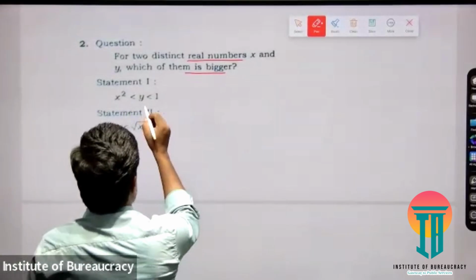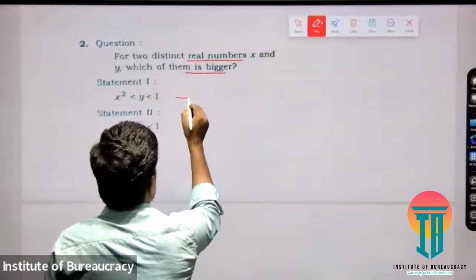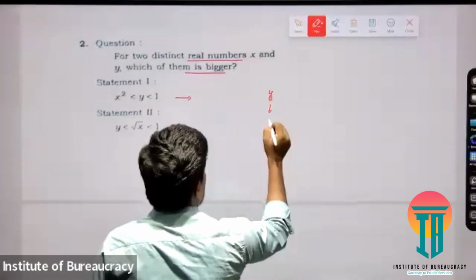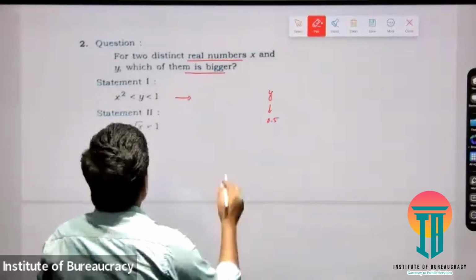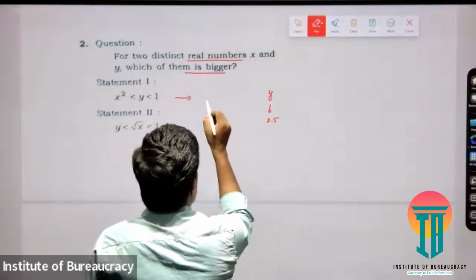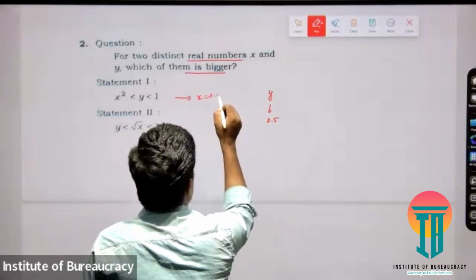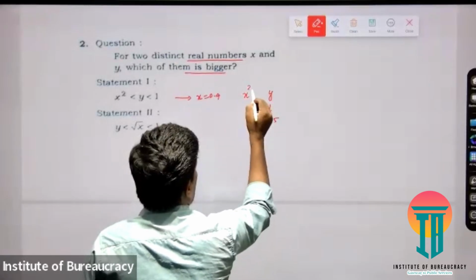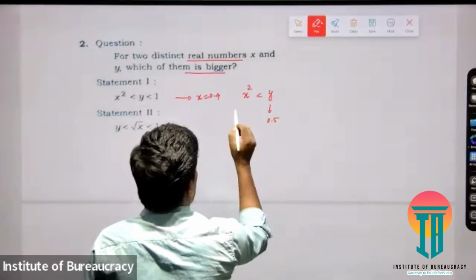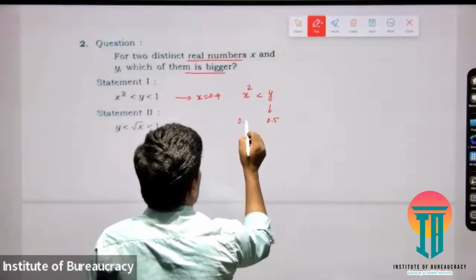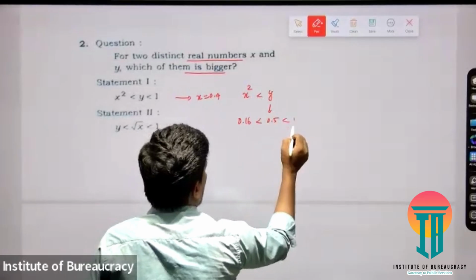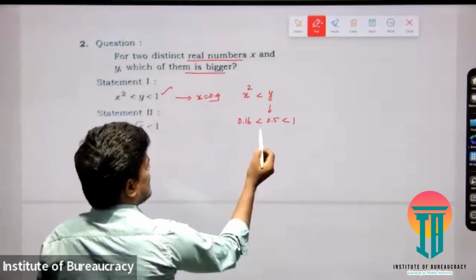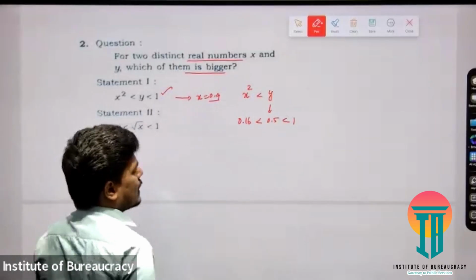So for this, x square less than y less than 1. In this case, I can choose my y as 0.5, and my x, let me take it as 0.4. So definitely my x square is going to be 0.16, definitely less than 0.5, less than 1. This is satisfied, where my x is less than y, therefore y is bigger than x.